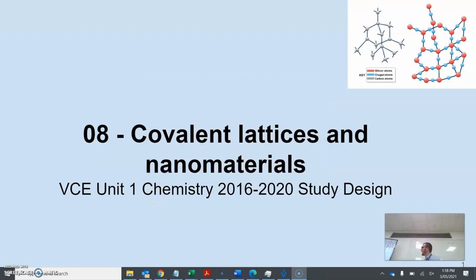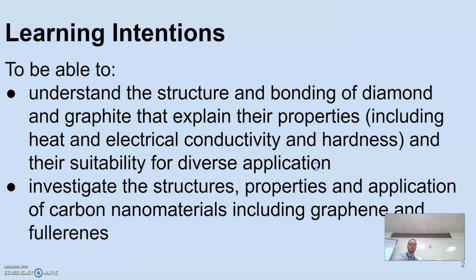Okay, so covalent lattices, that's what we're going to look at today. From our study design, what we're looking at is understanding structure and bonding of diamond and graphite that explains their properties, including heat and electrical conductivity and hardness, suitability for diverse applications. Investigating the structures, properties and applications of carbon nanomaterials, including graphene and fullerene.